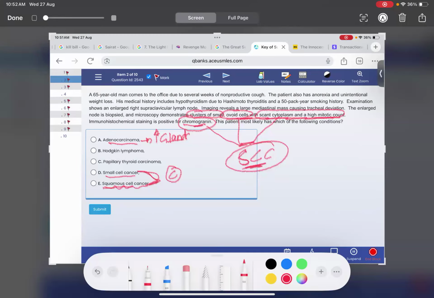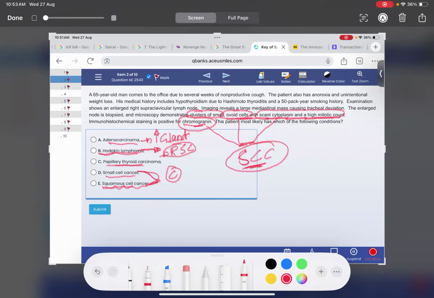And in the Hodgkin lymphoma, the most pathognomonic microscopic cell is the Reed-Sternberg cell. Reed-Sternberg cells will be present in the biopsy. Sorry, I thought it was papillary, but it is present in Hodgkin. I was confused. Reed-Sternberg cells will be present in Hodgkin lymphoma.